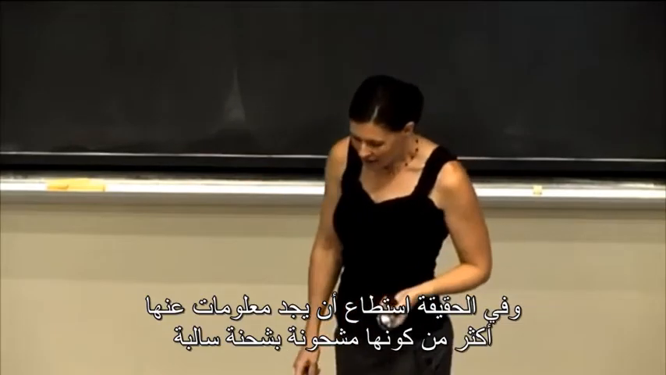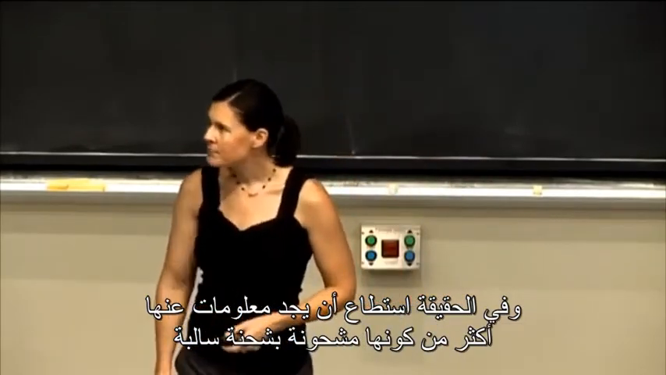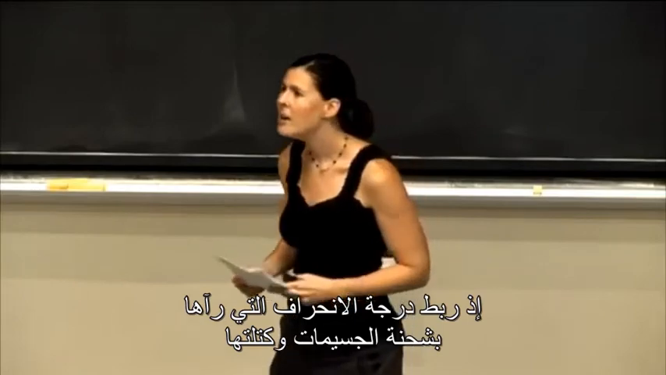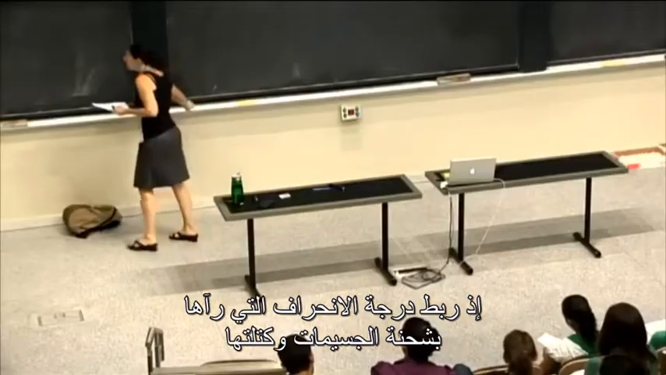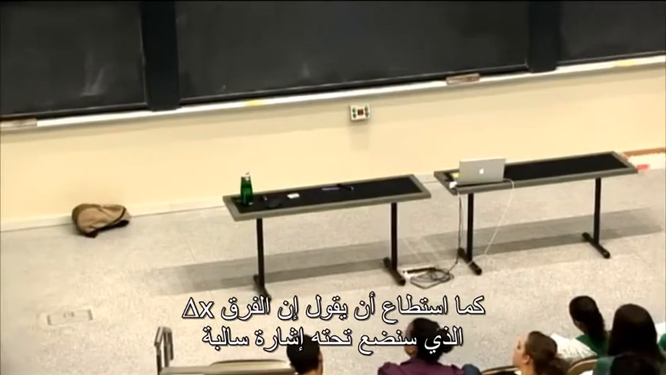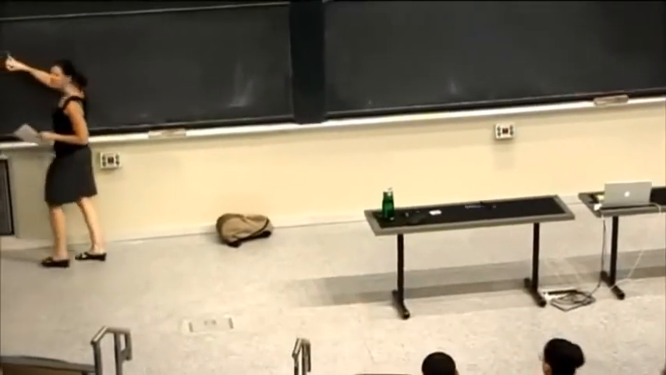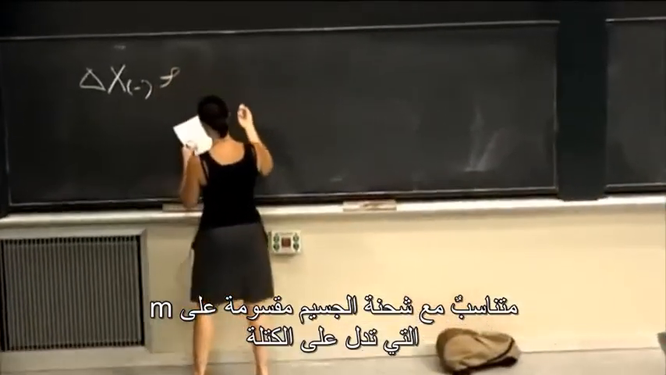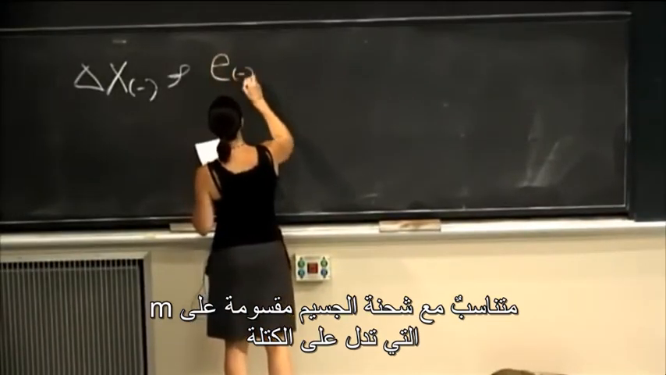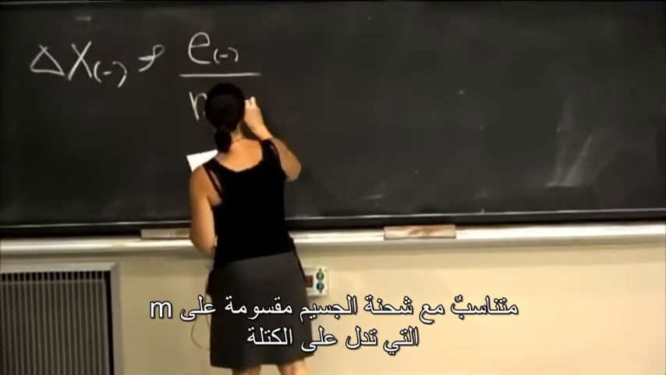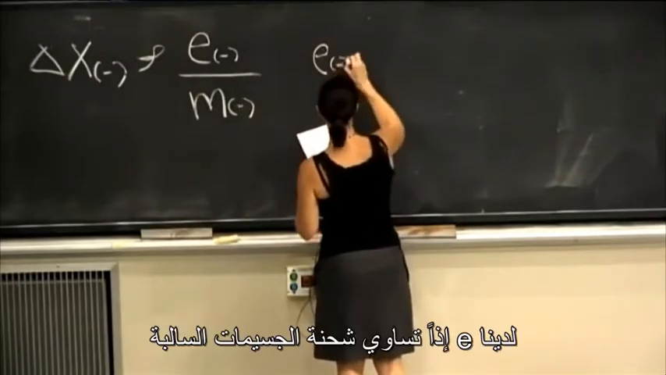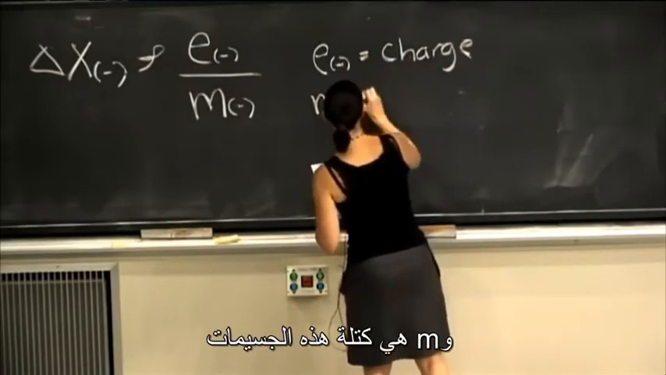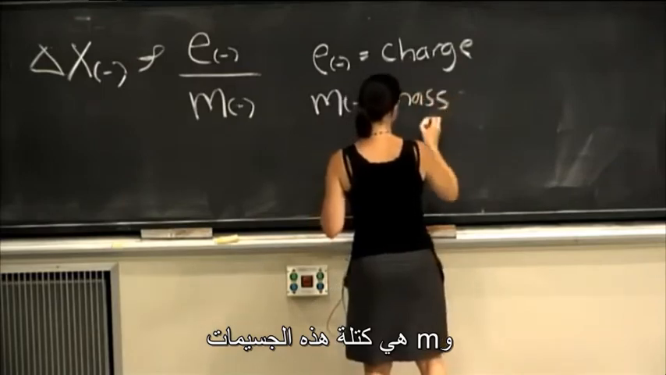And he was actually able to find out more than just that these were charged. From classical electromagnetism, he could actually relate the degree of deflection that he saw to the charge and the mass of the particles. So using that, he could say that delta x, and we'll put sub-negative because we know now that these are negative particles, is proportional to the charge on that particle over m, which is the mass. So we have e being equal to the charge of the negative particles, and m, of course, is equal to the mass of those particles.